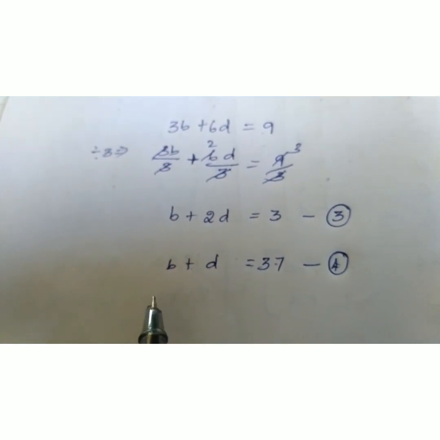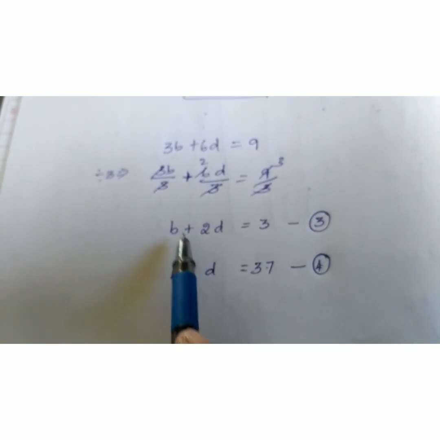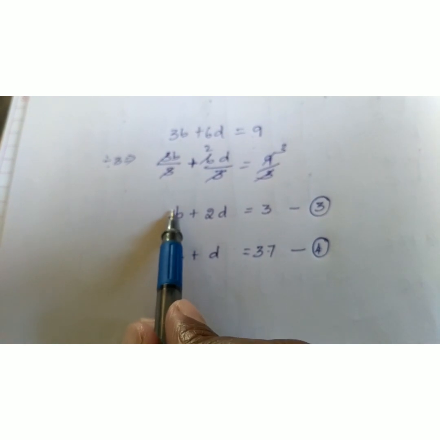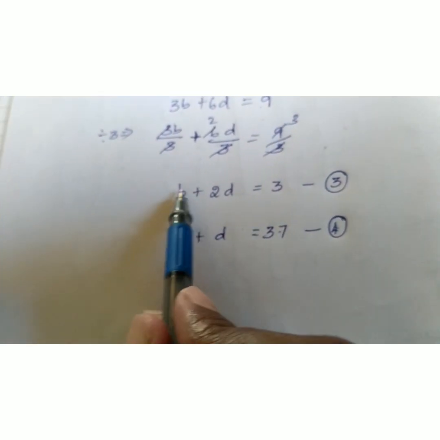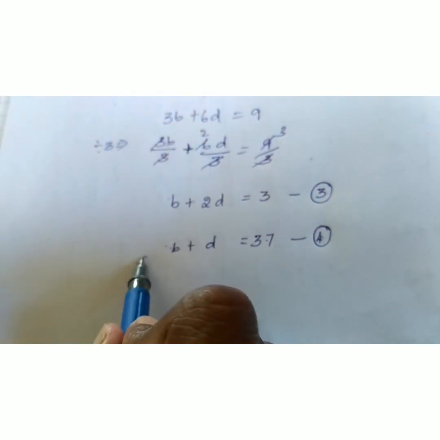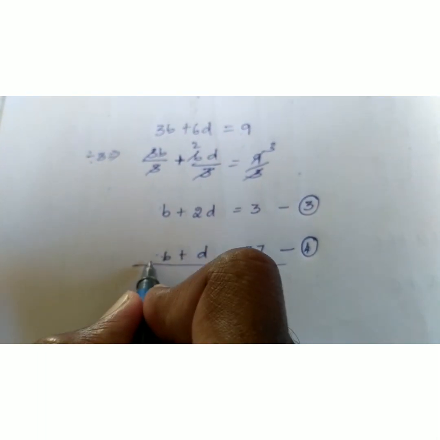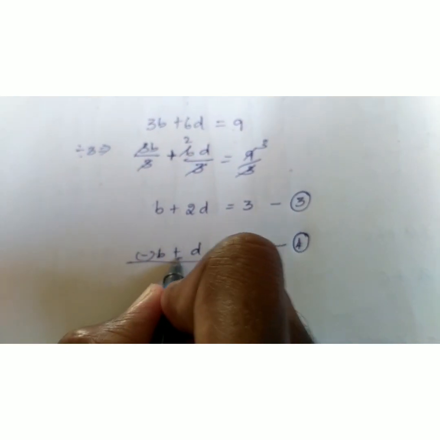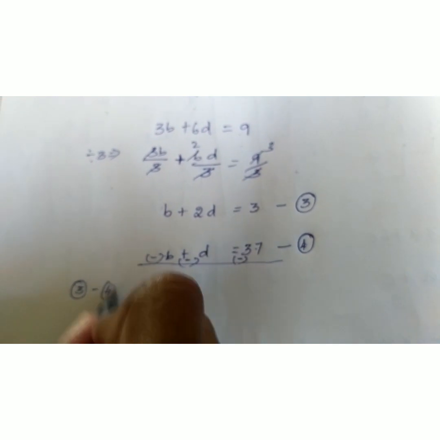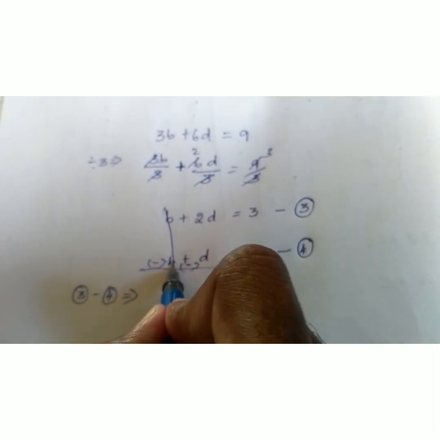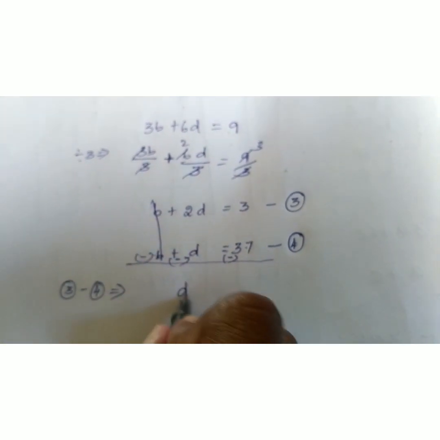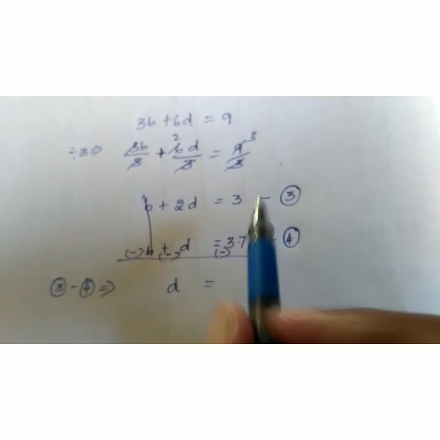We want to cancel one, so using the elimination method. In the elimination method you want to cancel any one of the variables. How to cancel: the coefficients must be the same. The b coefficient is the same here, but if the signs are the same we cannot cancel. So changing the sign for the fourth equation: minus, minus, minus. So equation 3 minus 4, we get plus b and minus b cancelled. Here 2d, here minus 1d. 2d minus 1d we get 1d equal to 3 minus 37.